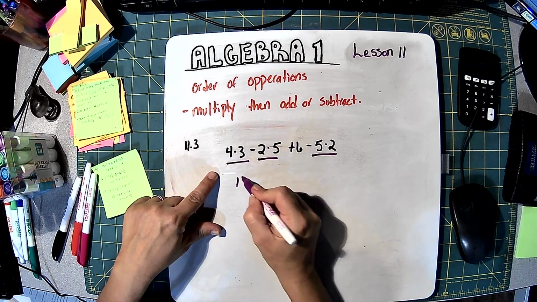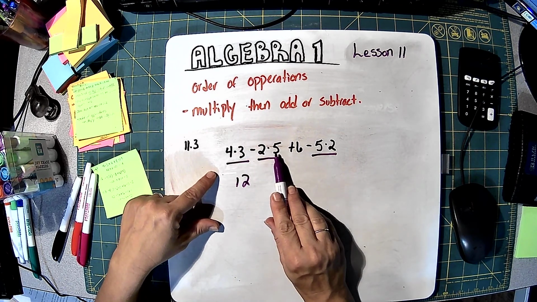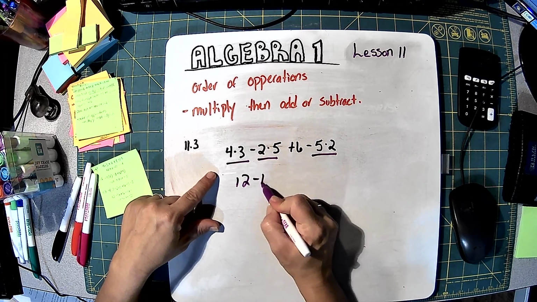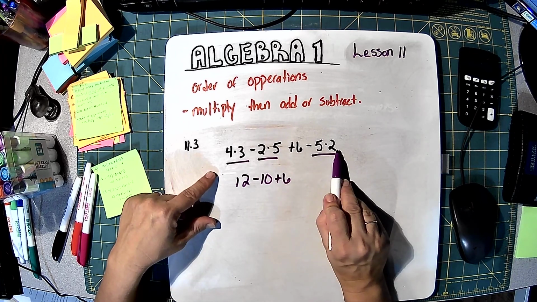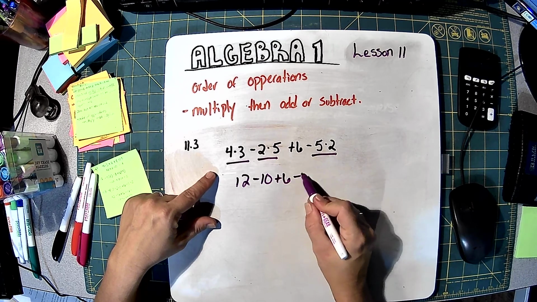3 times 4 is 12. 2 times 5 is 10, and it's going to be negative 10. Then I have a positive 6. Then I have 5 times 2, which is 10, and it's going to be negative 10.